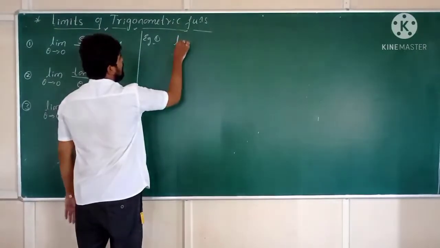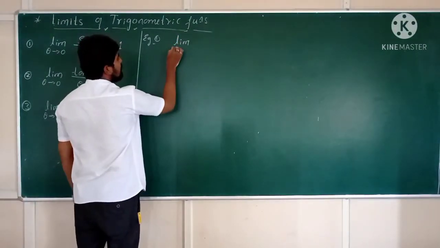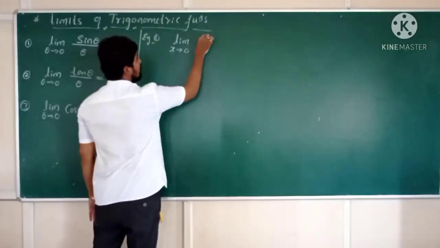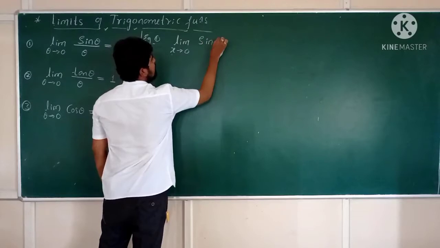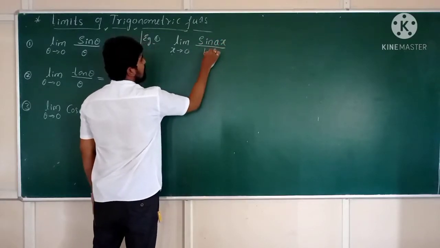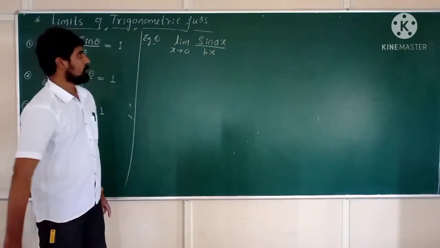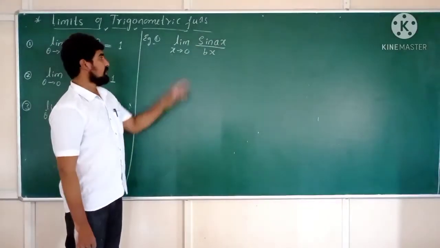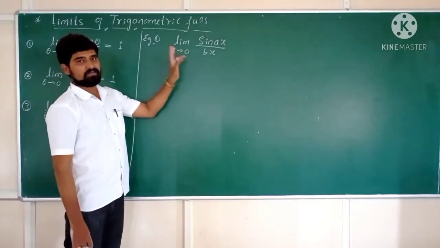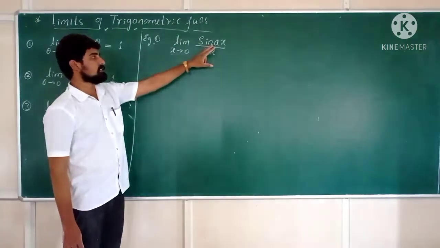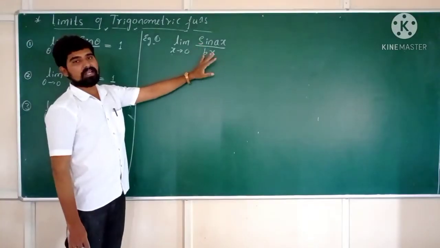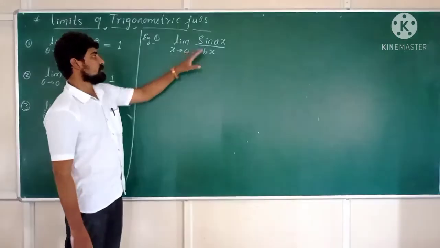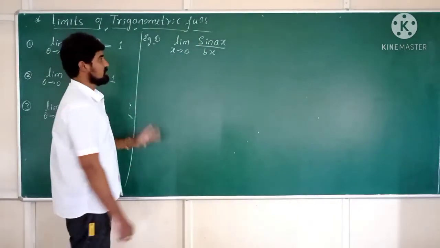Evaluate limit x tends to 0, sin ax divided by bx. To find the limit value of this function at x equal to 0, first we need to check whether it takes 0 by 0 or infinite by infinite or any indeterminate form. After substituting the value of x equal to 0, let us check.